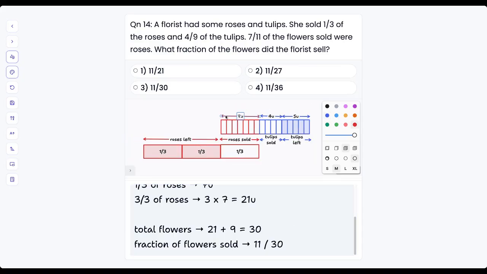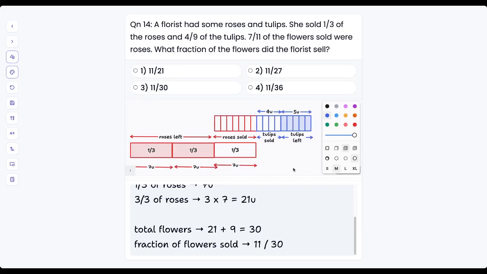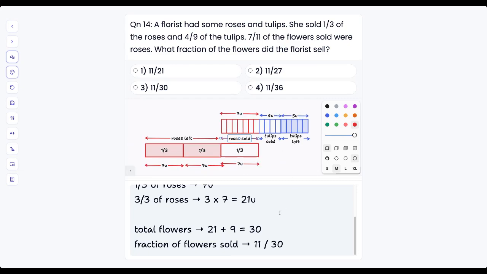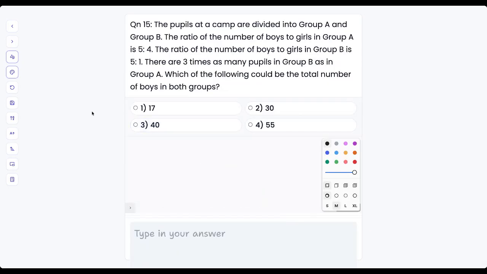Okay, so in this case it is 7 units, 7 units, and lastly 7 units. All right, so hopefully this model makes sense. So the answer to this is 11 over 30. Okay, so let's move on to the next question.